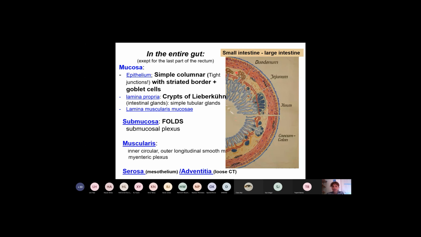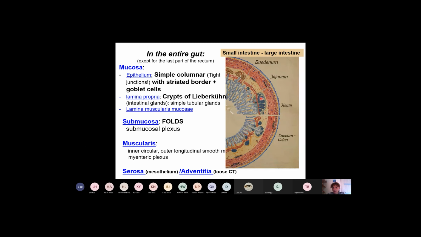Under the mucosa, the next layer is called submucosa. This is again loose connective tissue, and you will see that in the different parts of the small intestine we will see special structures. We will also discuss these structures today. And what we cannot see now, but the submucosa forms so-called folds. These are extensions of the submucosa. Then the next one is the muscularis, which can also be divided into two layers: an inner circular and outer longitudinal layer.